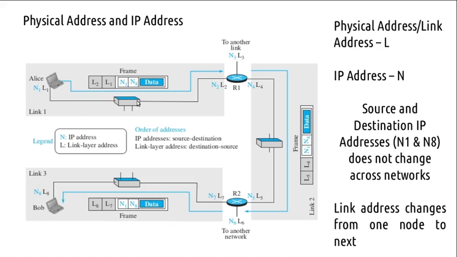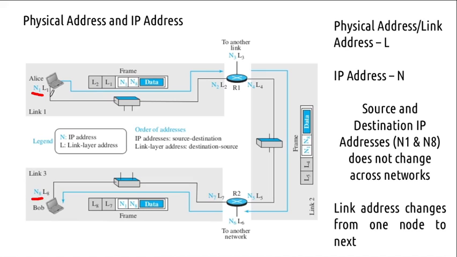We visited this some time back when we discussed the data link layer. If you remember, your physical address, or link address, is denoted by L, and network address or IP address is denoted by N. Now here I am sending a message from Alice to Bob. These are two characters. Alice has an IP address N1 and Bob has an IP address N8.